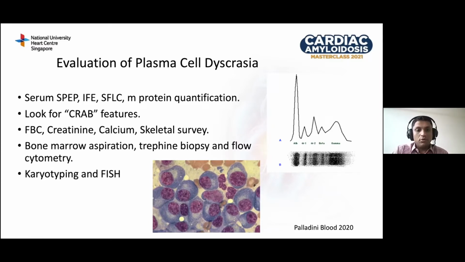On the bone marrow aspiration, we're looking for these cells, which are plasma cells. And we would also do karyotyping and FISH, looking for chromosomal abnormalities specific for myeloma. So the key question we're asking here is: is this light chain amyloid happening in conjunction with myeloma, or is this driven by MGUS, right, which is a precursor state to myeloma?